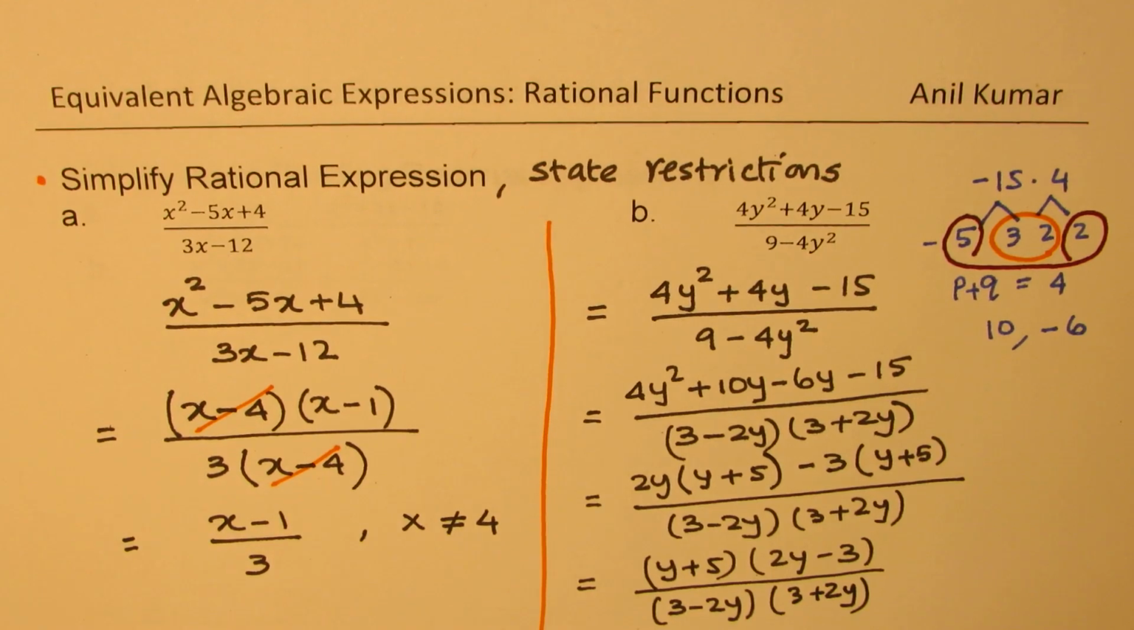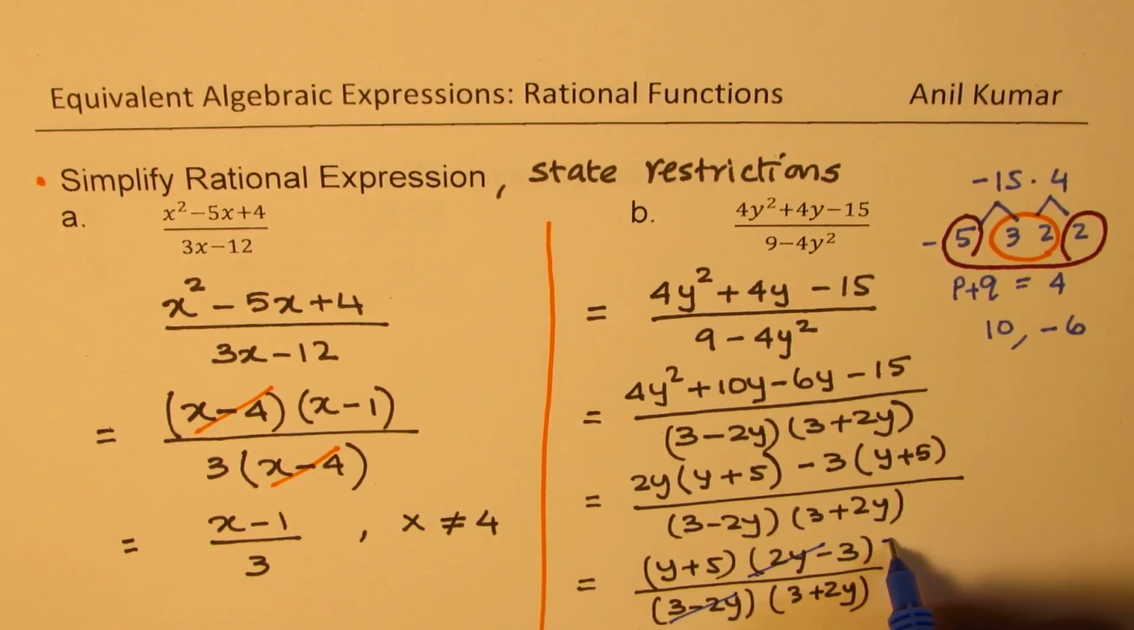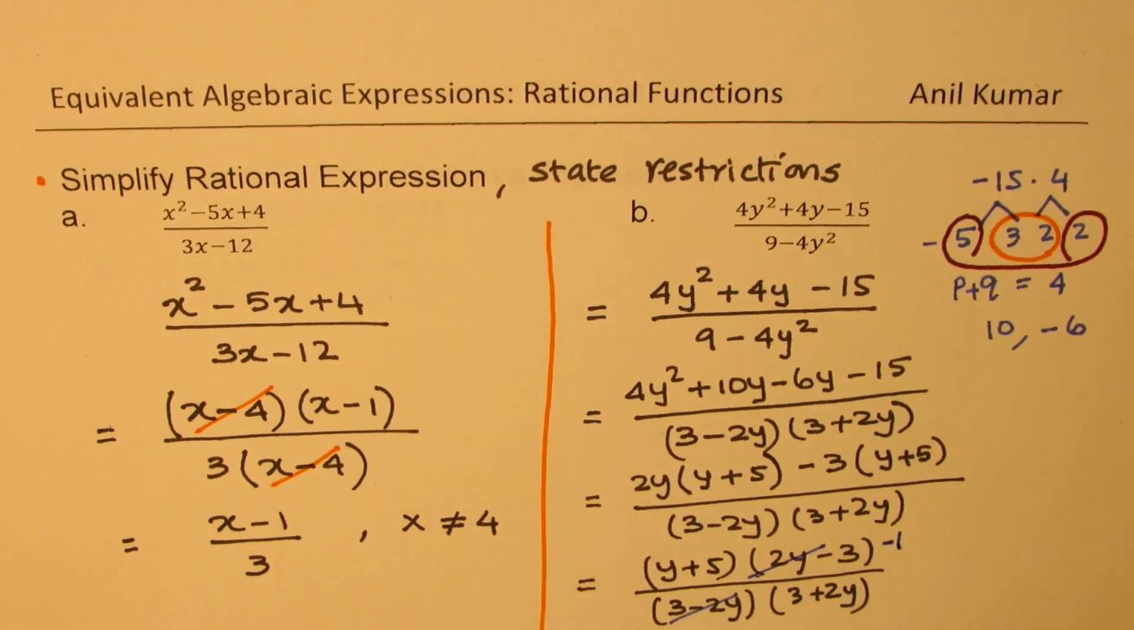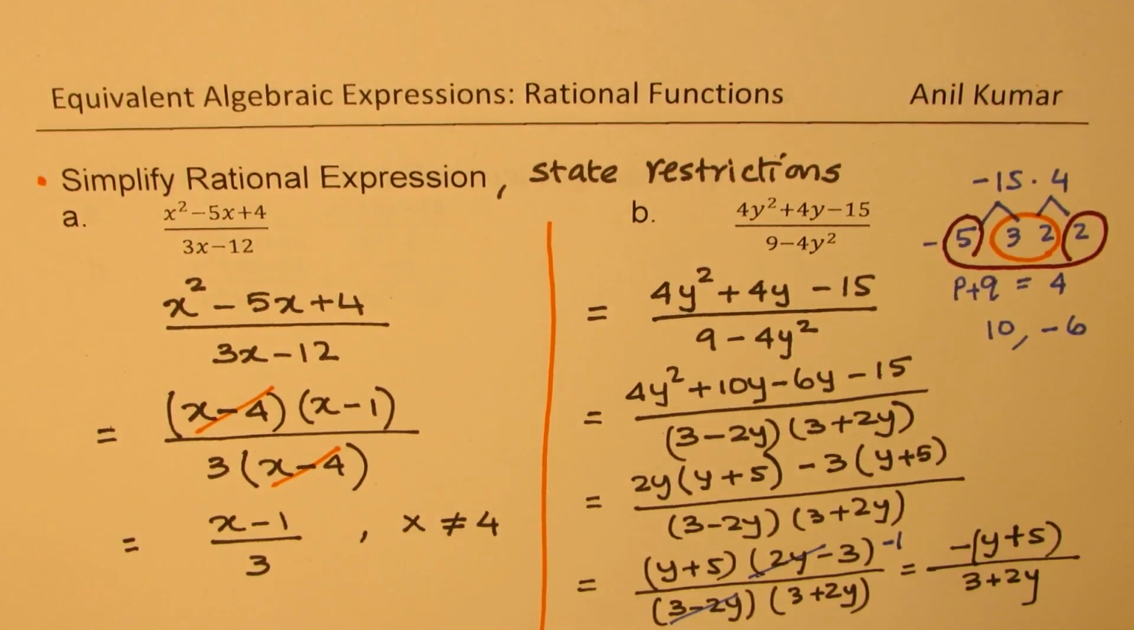Now is there any factor which you can cancel? Well, 2y minus 3 and 3 minus 2y are the same factors with negative 1. So you could actually cancel them. And you can write this as equal to negative y plus 5 within brackets, right, over 3 plus 2y or 2y plus 3, either way. Perfect. So that is how you could actually cancel and simplify it.